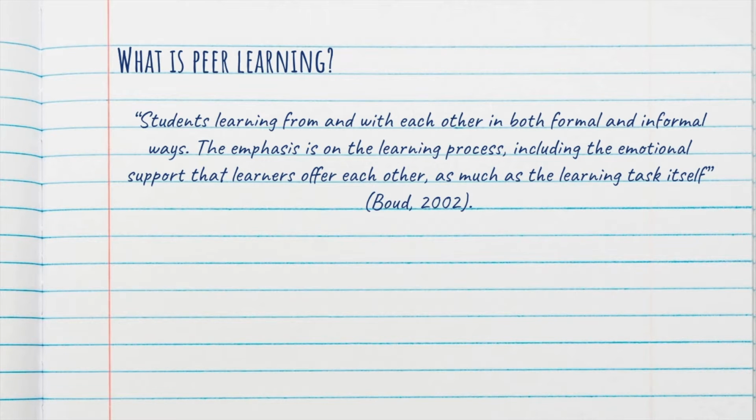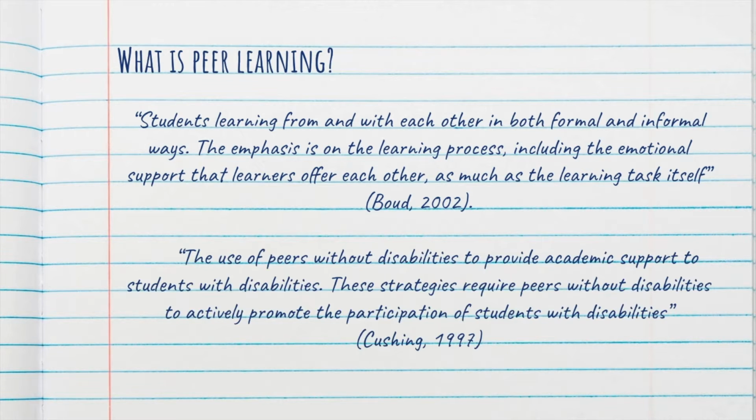So what is peer learning? Well, there are two general definitions. One is students learning from and with each other in both formal and informal ways. The emphasis is on the learning process, including the emotional support that learners offer each other as much as the learning task itself. Another definition is the use of peers without disabilities to provide academic support to students with disabilities. These strategies require peers without disabilities to actively promote the participation of students with disabilities.